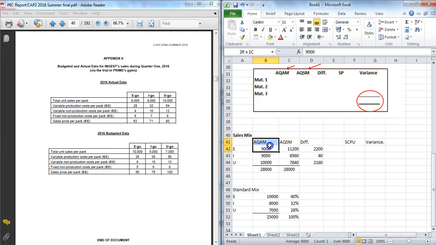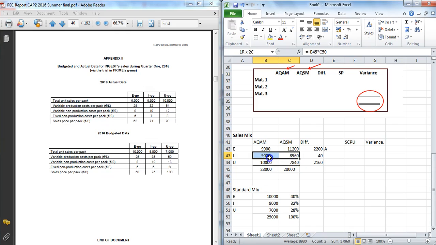So now you go back and ask yourself, well, what did I actually sell? I actually sold 9,000 units of Ego. Based on budget, I would have expected to sell 11,200 for total sales of 28,000. So if I was selling 40% of my total sales as Ego, I should have sold 11,200. I only sold 9,000, therefore that's an adverse variance. I sold less than I would have expected based on the standard sales mix.